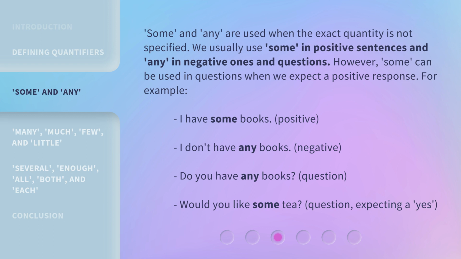For example, I have some books. Positive. I don't have any books. Negative. Do you have any books? Question. Would you like some tea? Question, expecting a yes.